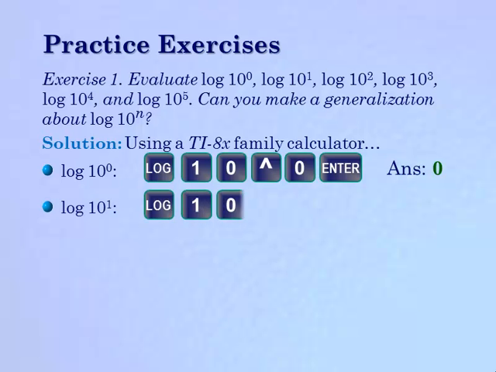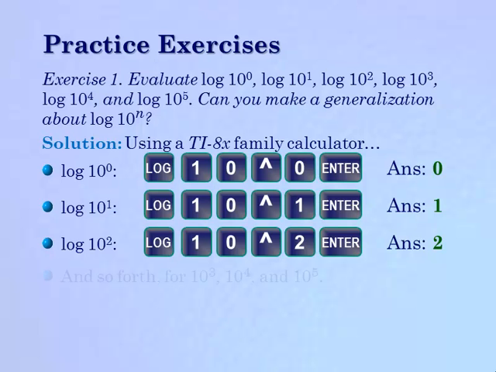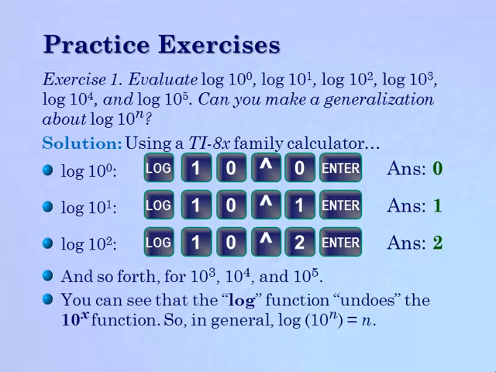Log of 10 raised to the 1 power, we'd get back 1. It looks like the calculator's working right, doesn't it? So log of 10 raised to the 2 power, and we get 2. And so forth. I don't think we need to do any more. You understand what's going on. And so you can see that the log function undoes the 10 to the x function. So in general, log base 10 of 10 to the nth power equals n.